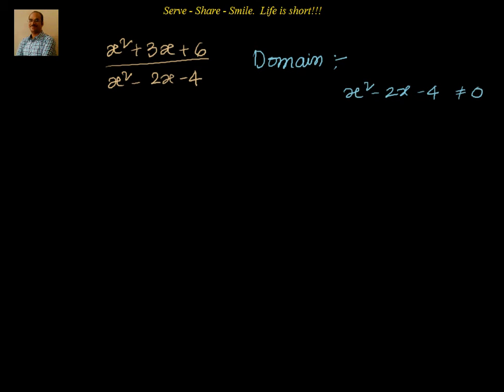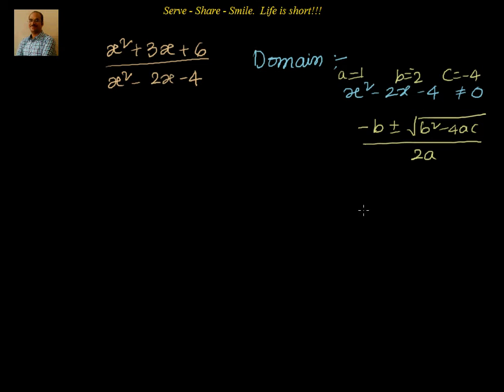Now let us see what are the roots of this, the x values which should not be allowed. So what is the value of x? x = (−b ± √(b² − 4ac)) divided by 2a. Now what are our a, b, c values? a is 1, b is −2, c is −4.